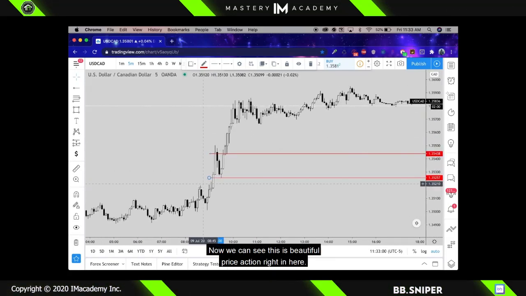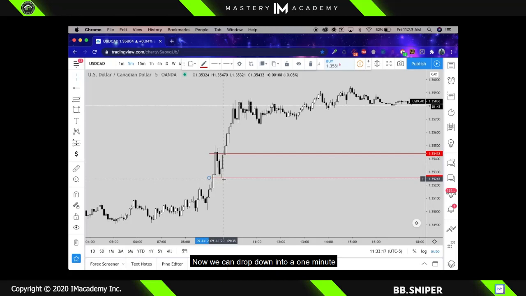Now we can see this is beautiful price action right in here. An institution came up, drove price right back down to, again, clear up the imbalances in the market. Everything below here is healthy. So this, of course, is going to be our relative stop so far. Now we can drop down into a 1 minute, of course, to get more precision.